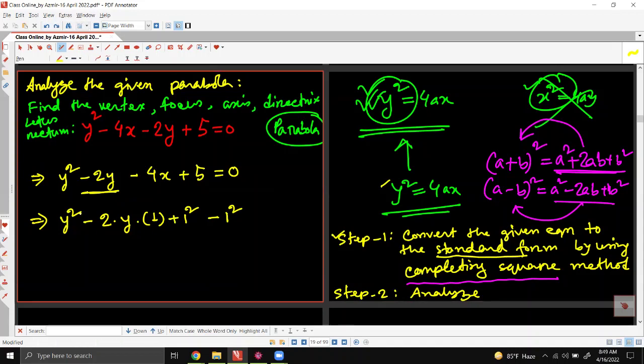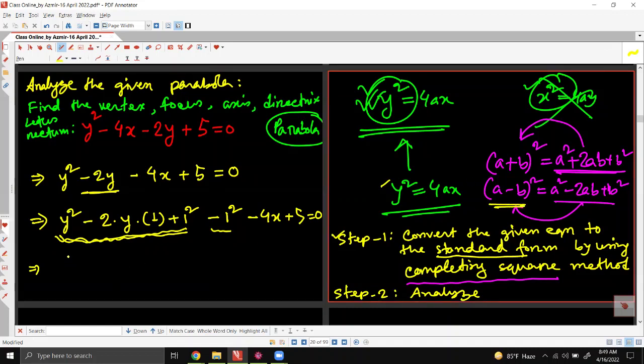Okay. So y squared negative 2y times 1 plus 1 squared, that is going with a squared minus 2ab plus b squared. And this is the extra part we have subtracted. And we have negative 4x plus 5 equals 0. So for this part, we can write by completing a square method, that is y minus 1 squared. We have negative 1, negative 4x plus 5 equals 0.